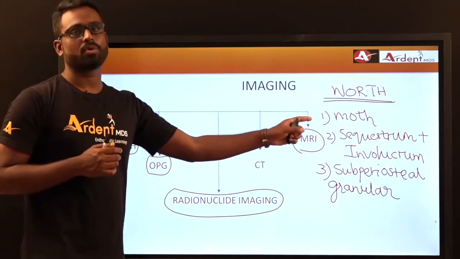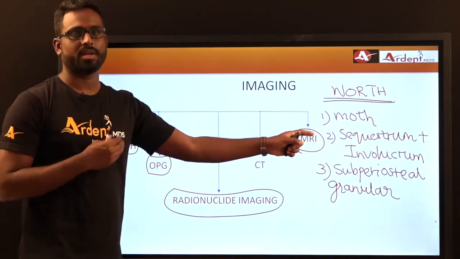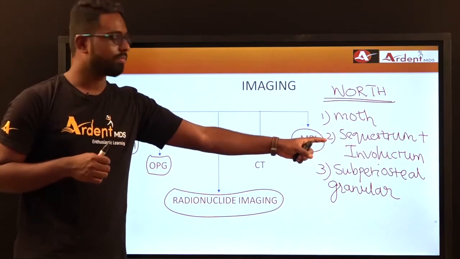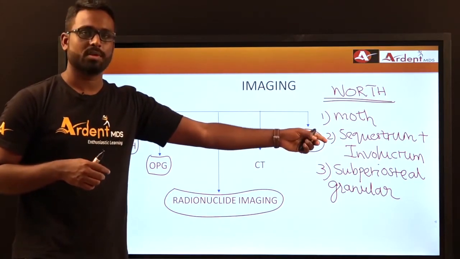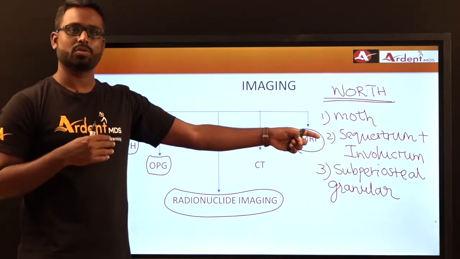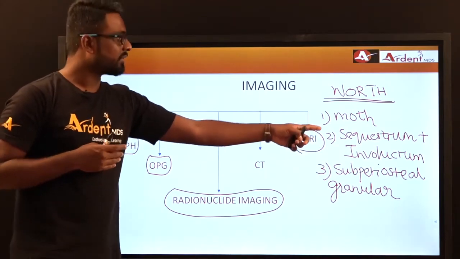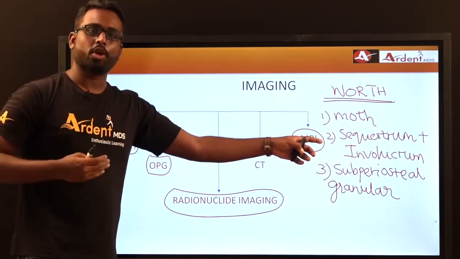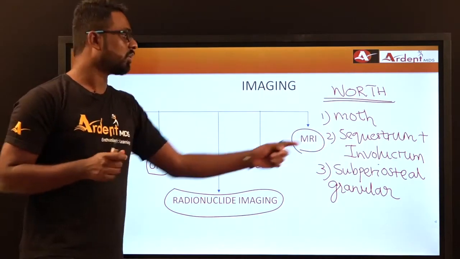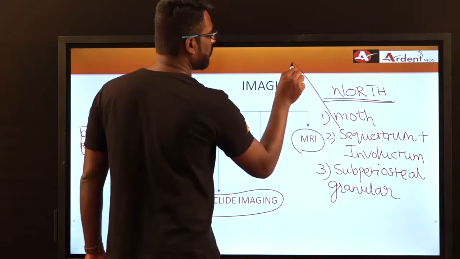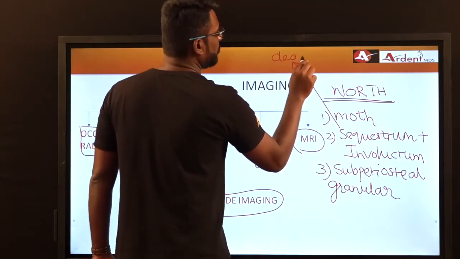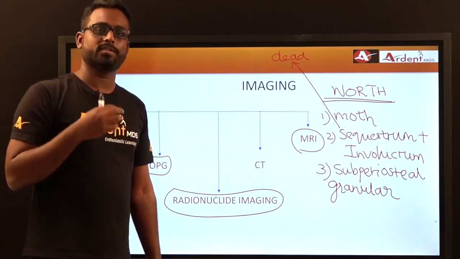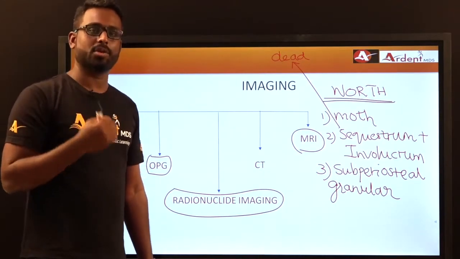First one is moth-eaten appearance. That is, you can see an eaten appearance of resorption in radiology. Next one is sequestrum plus involucrum. What is sequestrum? Sequestrum is a dead bone. So what do you see radiologically? The radiopacity of the sequestrum is more than the radiopacity of a normal bone. Sequestrum is dead bone and it is non-vital. So the dead non-vital bone is actually more radiopaque than the normal bone.